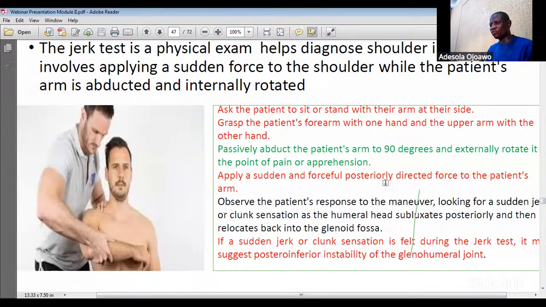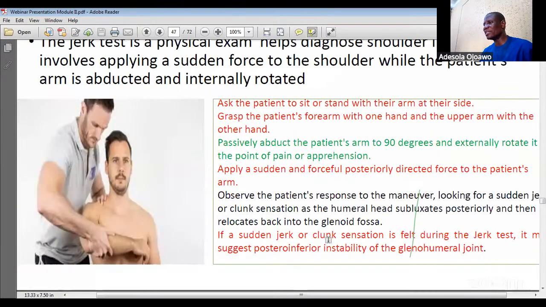In this case it is going to be sudden. Just apply it all of a sudden, and when you do, look at the patient's expression. It may give you an expression that lets you know the patient can have posterior subluxation. If a sudden jerk or clunk sensation is felt during the jerk, it suggests posterior inferior instability of the glenohumeral joint.